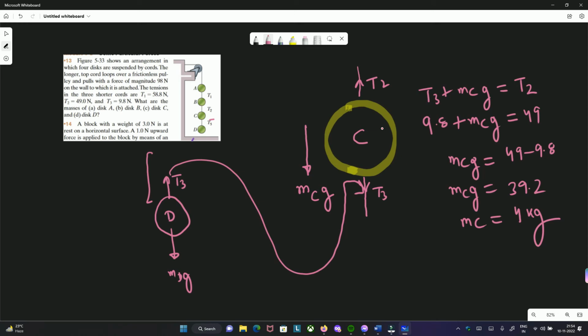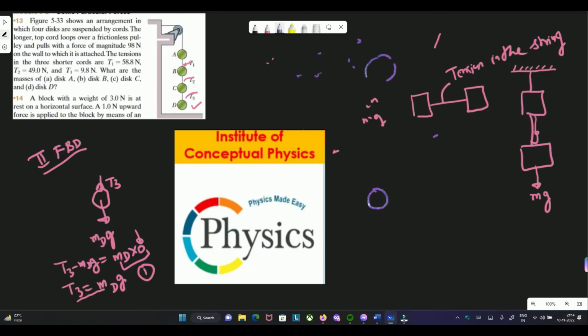So let's go to the next mass now. All right, let's talk about the next mass, and let's do the free body diagram of this particular mass. Very, very important for you to understand this.